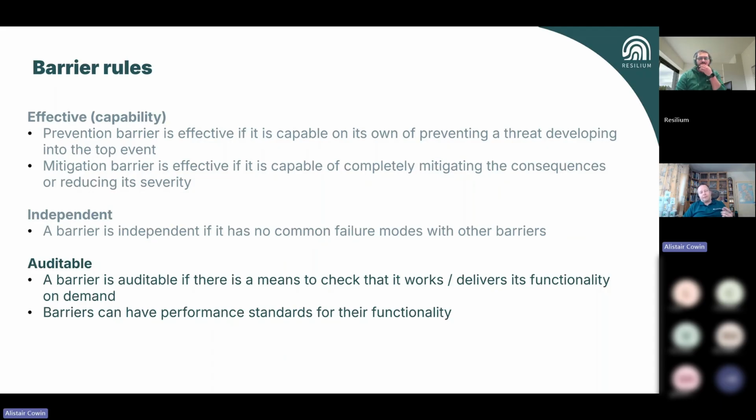And then we had first, second, and third level audits coming in from outside and regulators and so on. So we spent a lot of time being audited. This picks up on that, but actually it's really a challenge to say, is there a means to check that your barrier is doing what it will do? Is there a test somewhere?